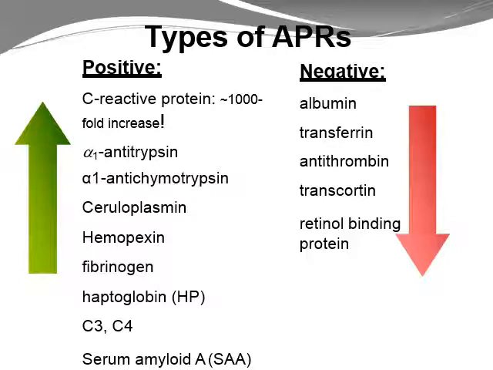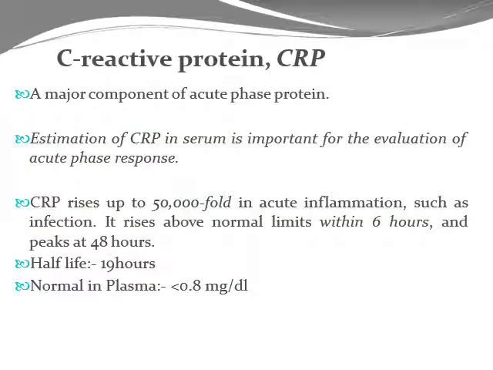Please do remember. In acute phase reaction, proteins such as C-reactive protein will increase mainly. See here, 1000-fold amount. Alpha-1 antitrypsin will increase, alpha-1 anti-chymotrypsin will increase, ceruloplasmin, fibrinogen, haptoglobin, these all will increase. Some proteins will decrease in level as well, such as albumin, transferrin, retinol binding protein. These will basically decrease. So please do remember which proteins will increase during acute phase reaction and which proteins will decrease. So first one is the C-reactive protein.